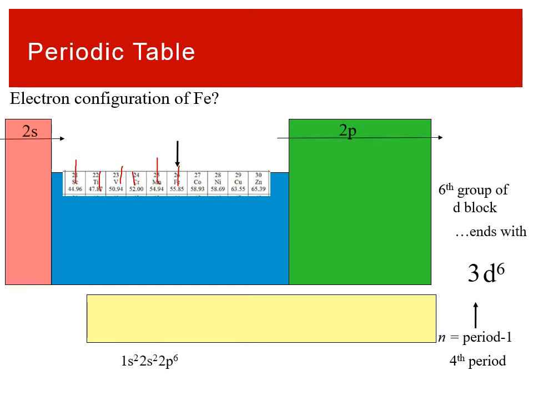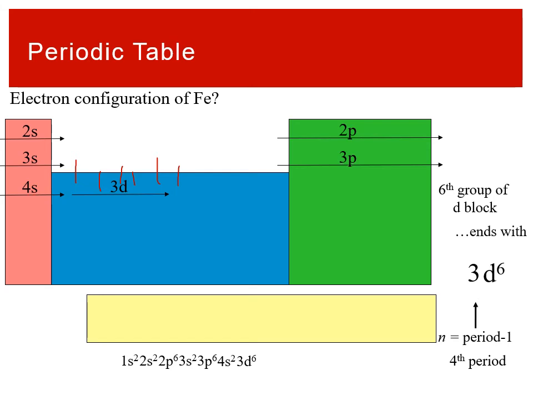Everything that's below 3d6 is guaranteed to be full. So we don't need to think about any of that. We just know 1s, 2s, 2p, we can just follow the Aufbau ordering and put as many electrons as possible into those subshells. Then 3d has 6 electrons inside of it. And that is guaranteed to be iron.